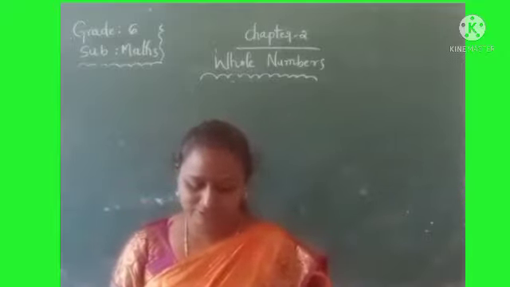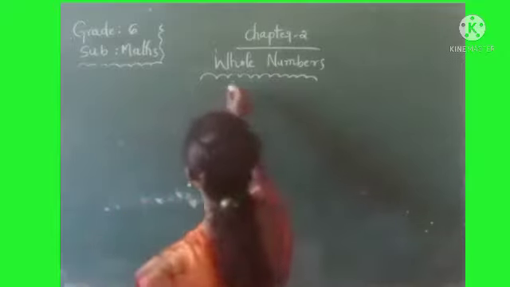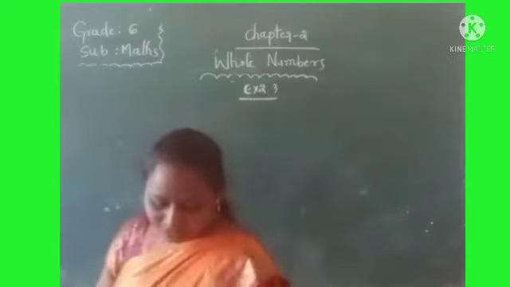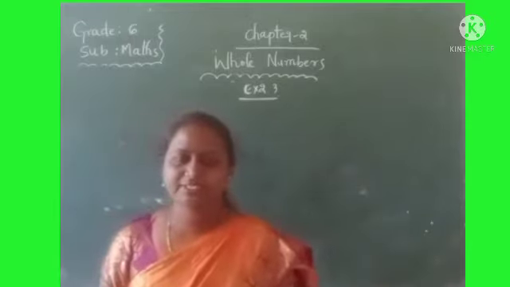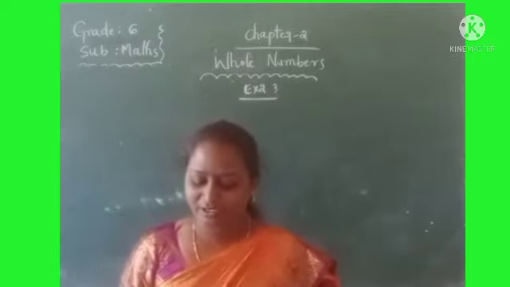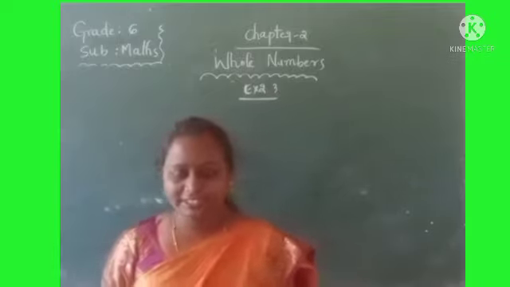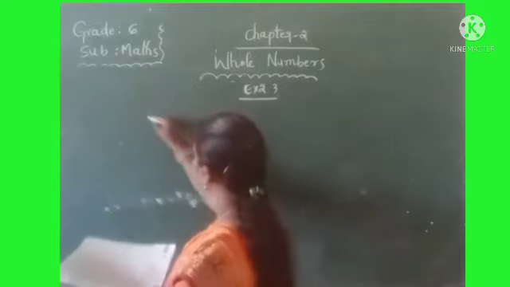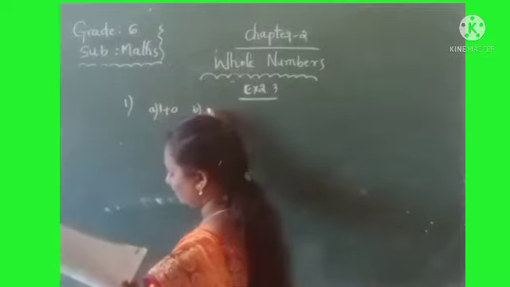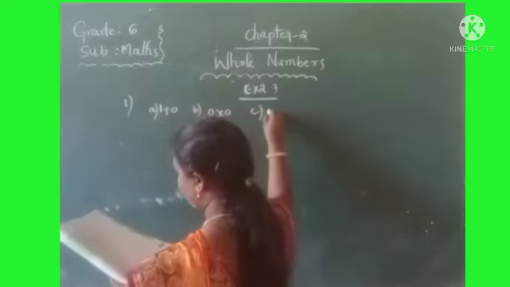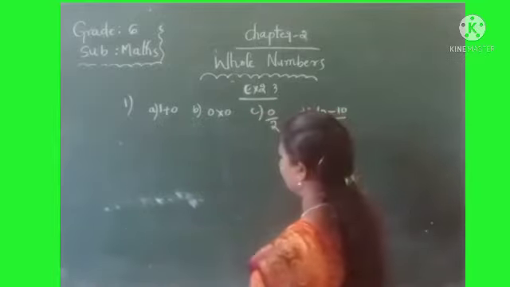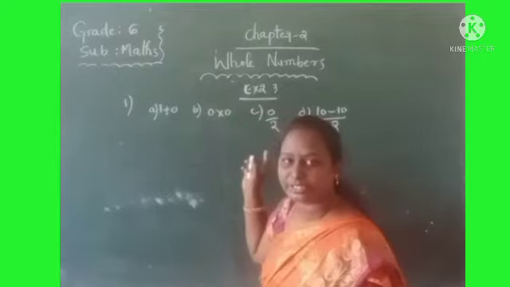Keep heading Exercise 2.3 in your notebook. Take your textbooks, page number 43. First question: which of the following will not represent 0? Here some options are given. In question number 1, A: 1 plus 0, B: 0 into 0, C: 0 by 2, D: 10 minus 10 by 2. Which of the following will not represent 0?